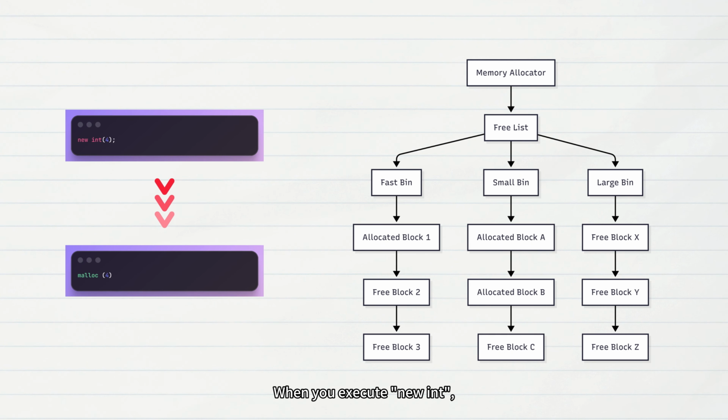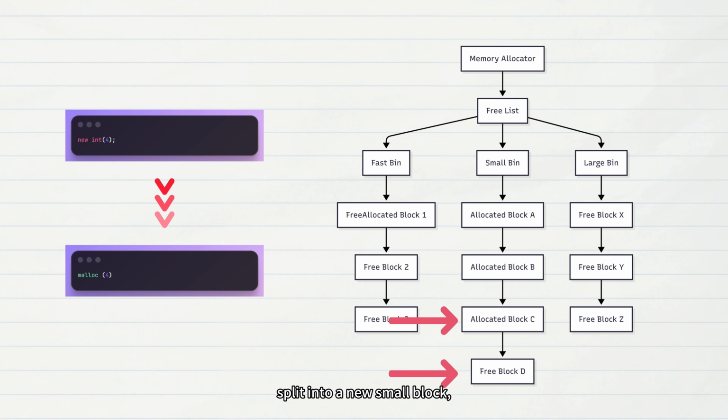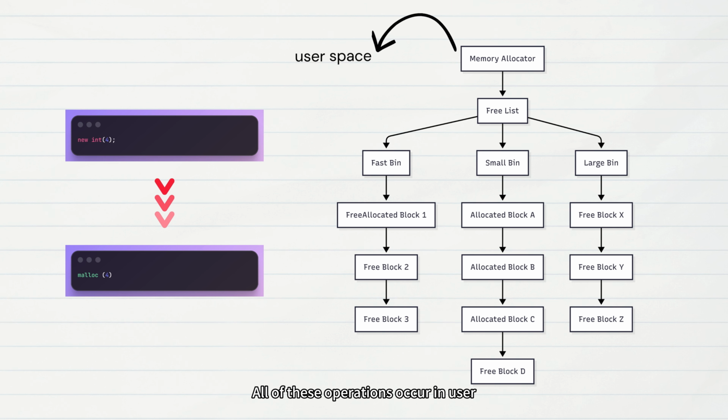When you execute new int, which underneath calls malloc(4), the memory allocator does not first go to the operating system to request memory. Instead, it checks its own local inventory. First, it checks the fastest fast bin to see if there's a free block around 4 bytes. If not, it moves to the small bin to find a matching size. Once a suitable free block is found, the allocator determines whether the block is too large. If the excess space is enough to split into a new small block, it splits the block in two. Then it marks one of the blocks as in use, updates the chunk metadata, and finally returns the memory pointer to the program. All of these operations occur in user space, with no system calls involved.